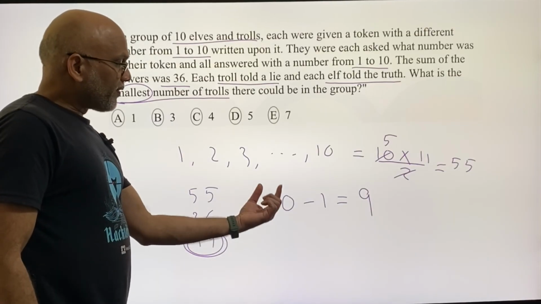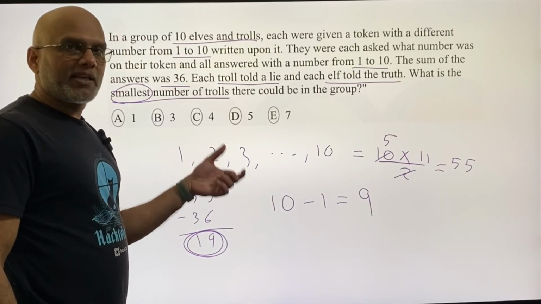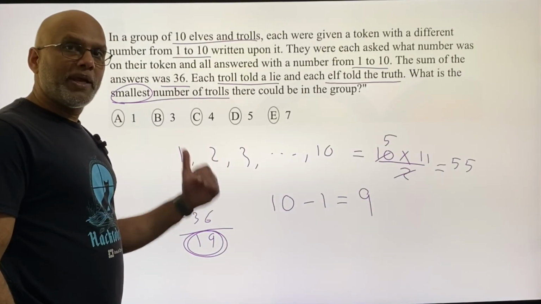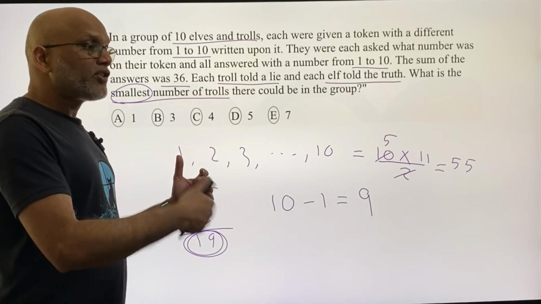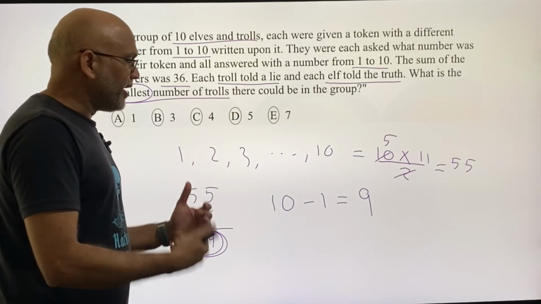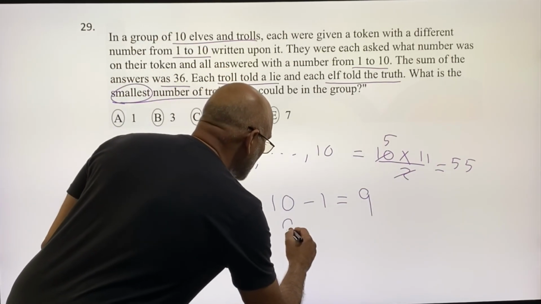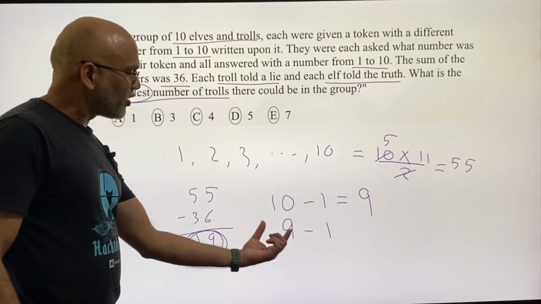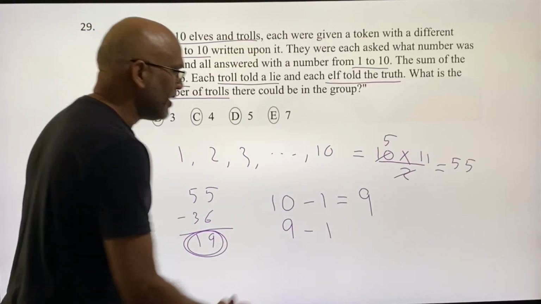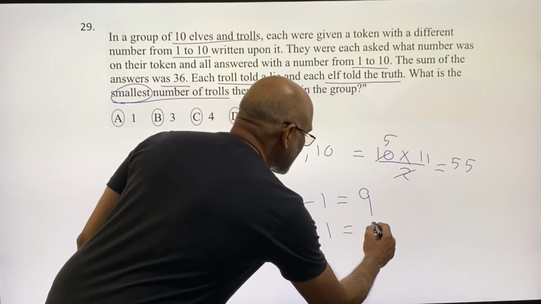Now, if the first troll got a 10, the second troll could not have gotten a 10. That would be a number less than that, right? But still we want to see what is the next maximum a troll can say. So he would have gotten, let's say, 9, and then he said I got 1. So that is the next maximum a troll can say. So that would be 9 minus 1 is 8.